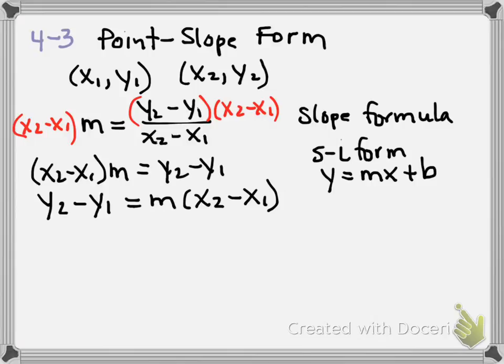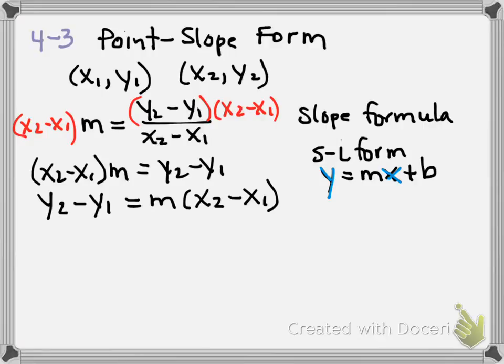M is not a variable. B is not a variable. X is and y is. Remember, the m and the b are just numbers. Just like in the slope formula, the x sub 1, y sub 1, x sub 2, y sub 2 are just numbers. Okay? So the only true variables in slope-intercept form are the y and the x.